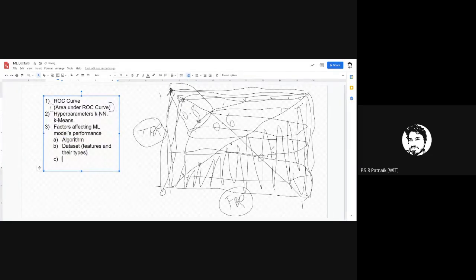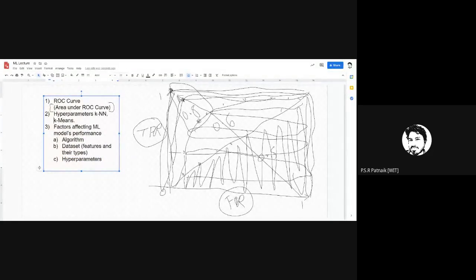And what is the last factor which majorly affects performance? The last is the hyperparameters. There are some model configurations, like these algorithms might require some settings. For example, K, the number of clusters, some threshold, or probability values. Each algorithm has its own different set of hyperparameters. So an improper choice of hyperparameters might affect the machine learning model's performance.